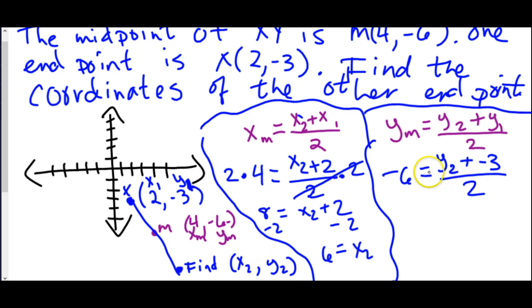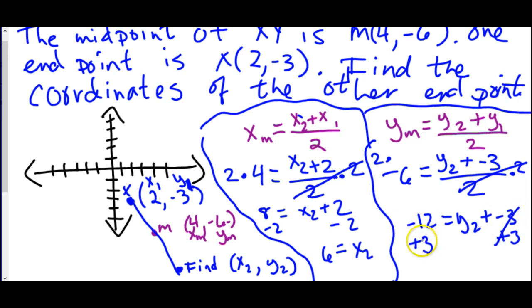Now we do the same thing with the y's. We times both sides by 2. Opposites cancel. 2 times negative 6 is negative 12. Now it's plus a negative 3, so we're actually going to have to add 3 to get rid of this. The opposite in this case would be adding 3. Negative 12 plus 3 is negative 9. So that means the coordinate of our endpoint would be 6, negative 9.